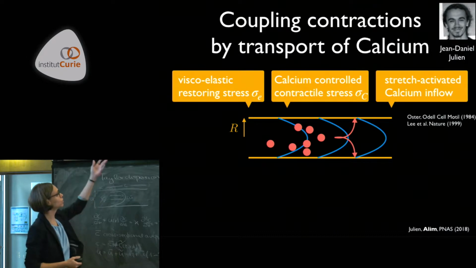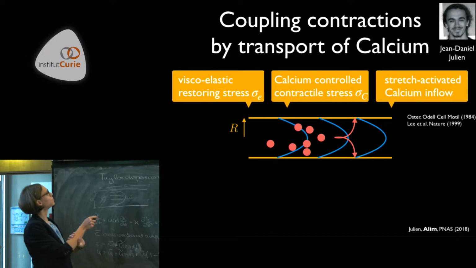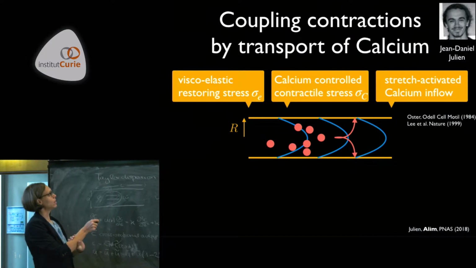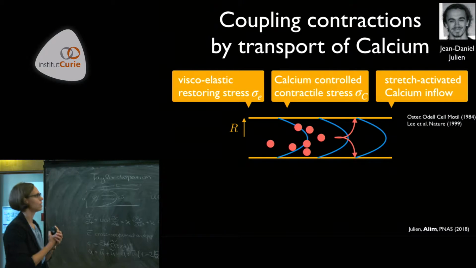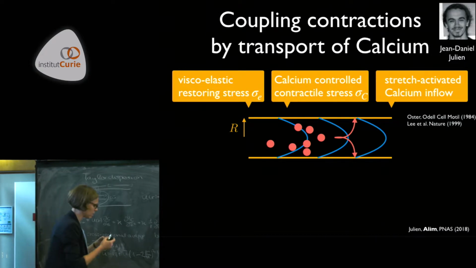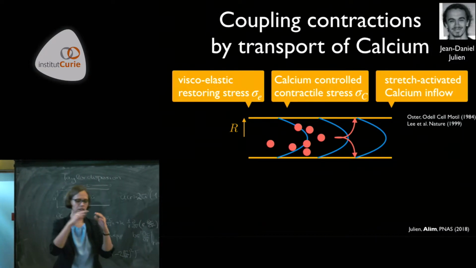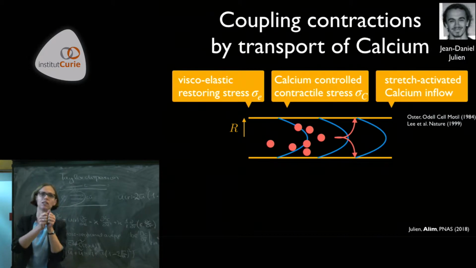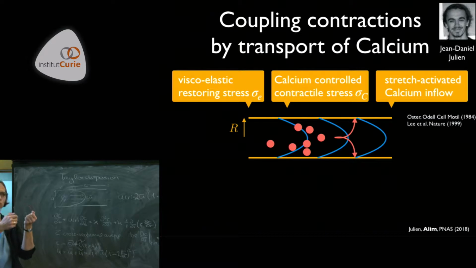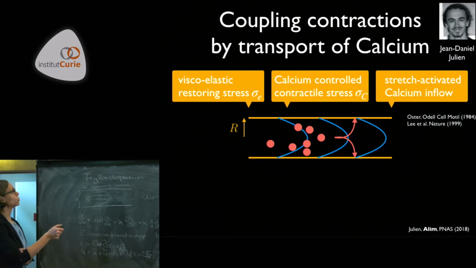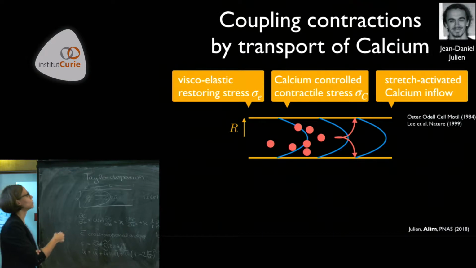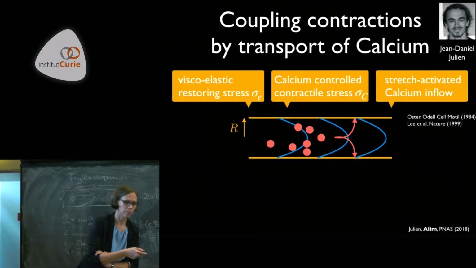And so we read the literature, and we took into account what's known about an active elastic cortex, like an actin cortex. In the membrane, you can have channels that are stretch sensitive, and they open up, and then calcium is flowing in, and that calcium can drive the cortex to contract. So we're going to build on this idea that you have a calcium-controlled contractile stress, stretch-activated calcium inflow, and that your actin cortex also has some viscoelastic restoring force.